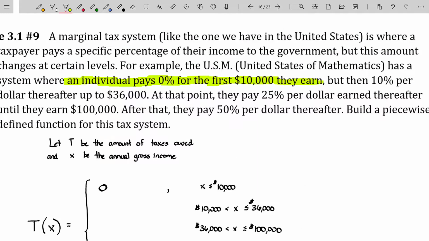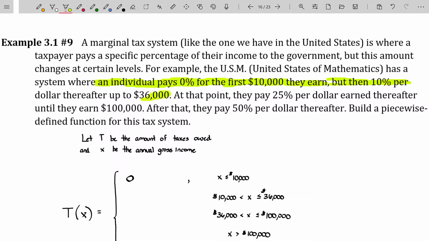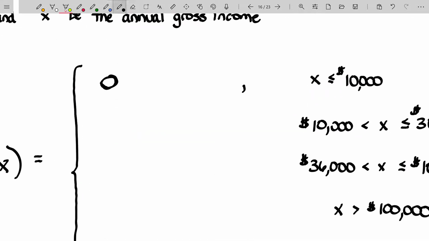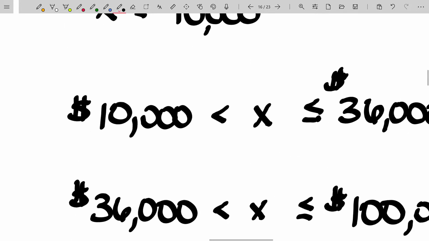So we have 0% for the first $10,000 we earned, but then we pay 10% per dollar earned thereafter up to $36,000. So a lot of people would say, oh, great, you pay 10%, which as a decimal is 0.1, of every dollar you earn. But that's not true. You do not pay 10% of every dollar you earn. You pay 10% of every dollar earned beyond $10,000.